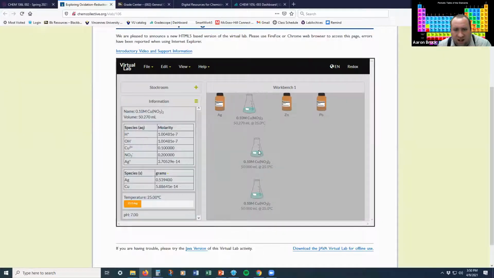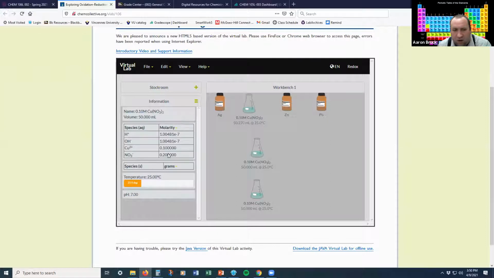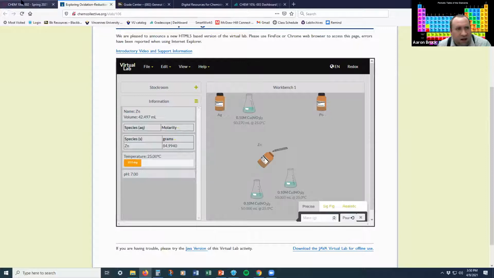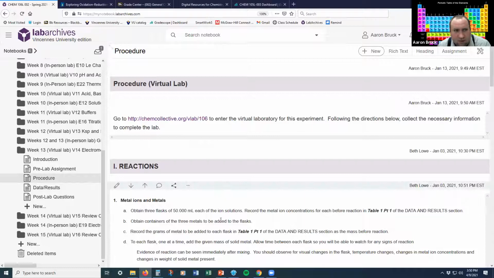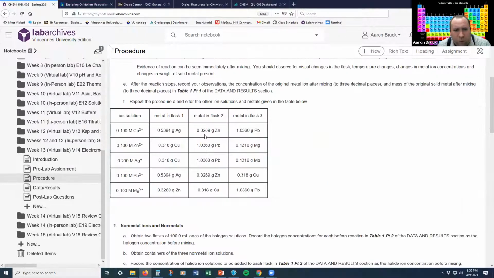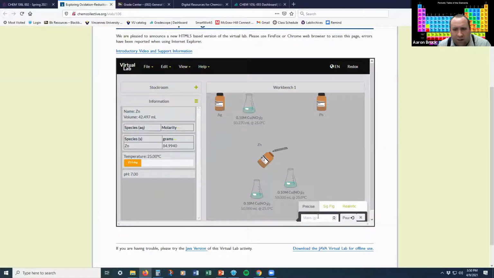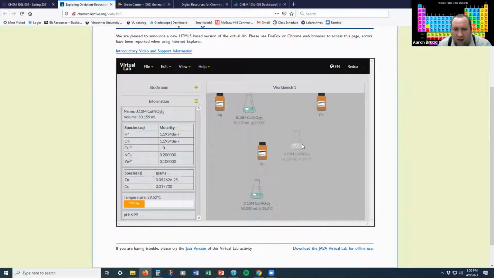For the copper and the zinc, again, I'm starting with 0.1 molar copper, 0.2 molar nitrate. I put in 0.3269 grams of zinc. And I notice a couple of things. First of all, the solution is no longer blue. And secondly, I can see that my copper concentration has basically become zero.